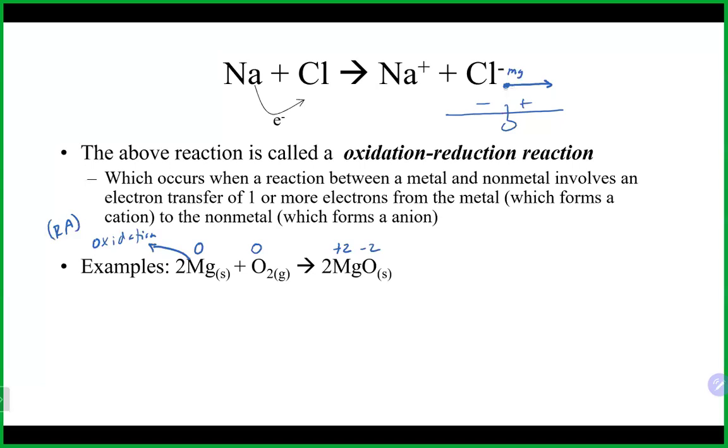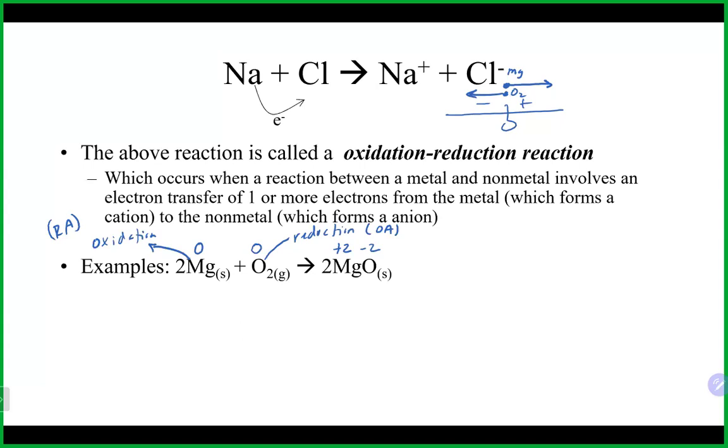The oxygen here is starting at 0 and ending at -2, which means it's becoming more negative, and that means it is going through reduction. So the oxygen here is going through reduction, and because of that, that is our oxidizing agent in this case.